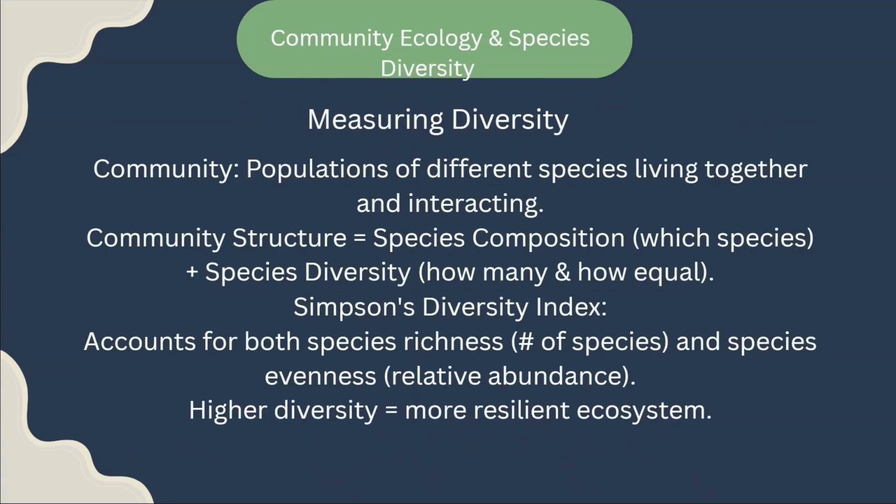Community ecology and species diversity. Measuring diversity. There's a community of populations of different species living together and interacting. Community structure equals species composition, which species, plus species diversity, how many and how equal. So Simpson's diversity index accounts for both species richness, number of species, and species evenness, relative abundance. Higher diversity leads to a more resilient ecosystem.